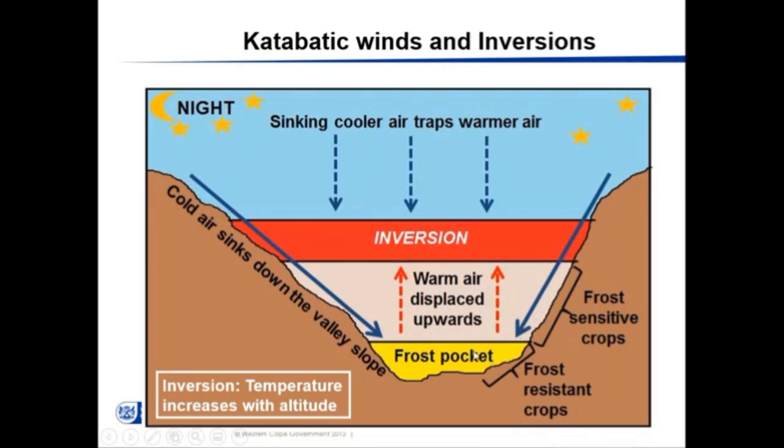But now, it needs to replace the warm air. Remember, the two do not mix, as what I showed you there with line thunderstorms. It does not mix. So as that air moves down the valley, it pushes the warm air out of the valley. Now, katabatic winds, ladies and gentlemen, that happens during the night. The opposite of katabatic winds is anabatic wind.